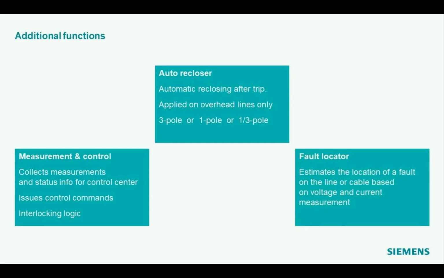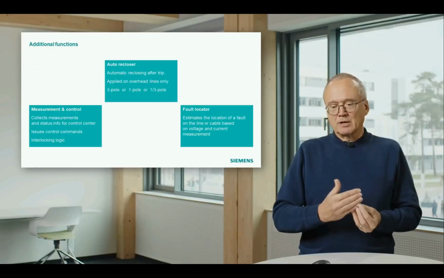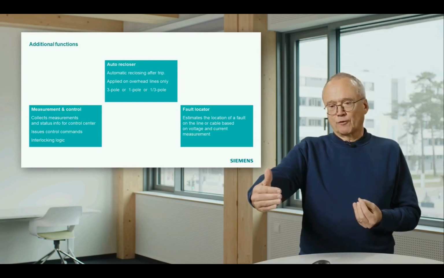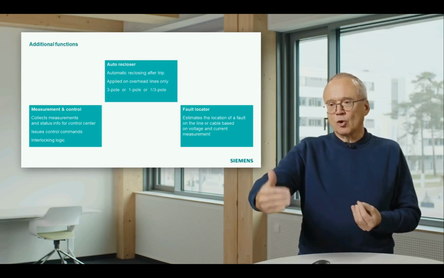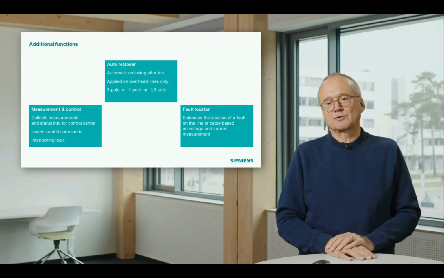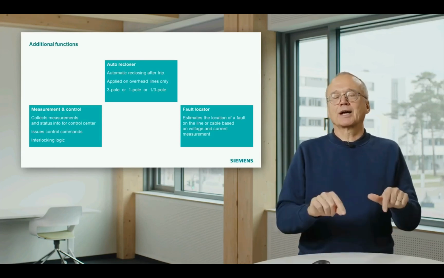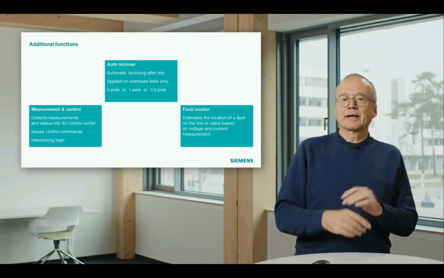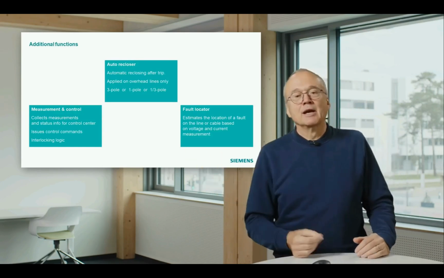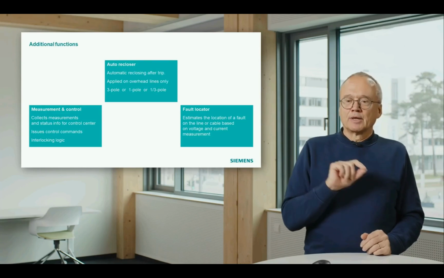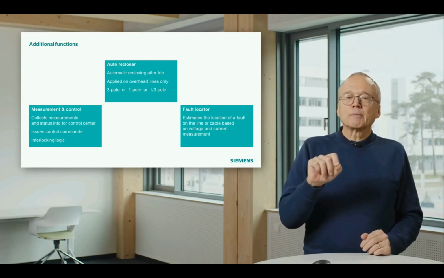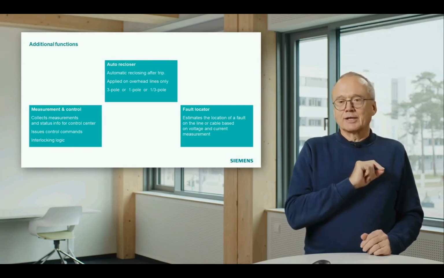Another bifunction which is often used is a so-called fault locator. Remember, the principle of the distance protection is we measure the impedance from the relay to the fault, and by that we know more or less precisely where the fault is. We use that to decide, is the fault on the line or is it on the next line? But we can also use it to give this information to the control center.